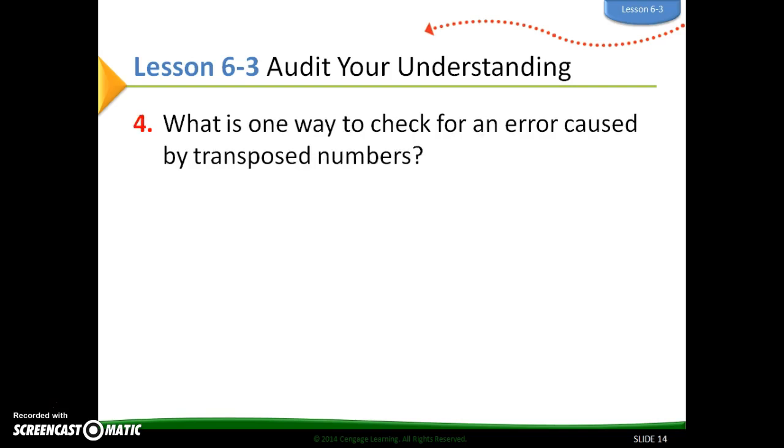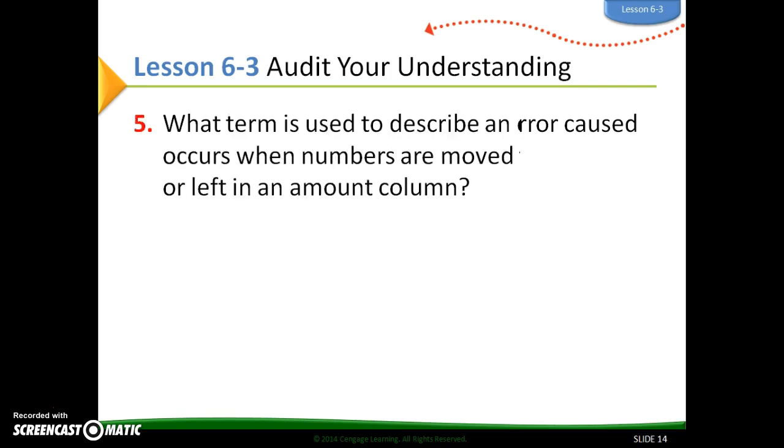One way to check for an error that's caused by transposed numbers, and what term is used to describe an error that occurs when numbers are moved to the right or the left in a column? That one is actually called slide, and it's because you have taken numbers and they slid over to a column where they don't belong. All right, so that is 6.3.